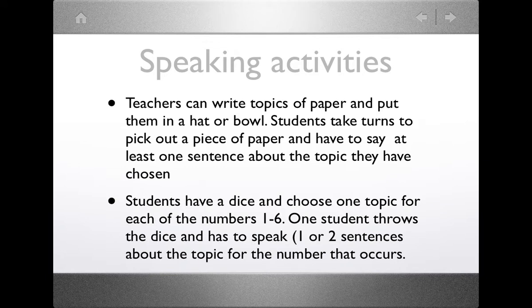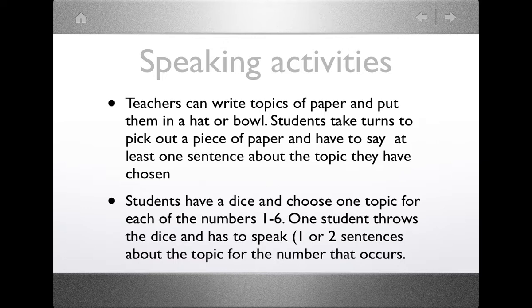Students have a dice. You know what a dice is? Yes, a dice. Then you throw it and get a number, 3 or 2 or 1, whatever. Students have a dice and choose one topic for each of the numbers 1 to 6. The dice has different sides. One side has number 1, another has number 2, another 3, 4, 5, 6. 6 is the maximum.